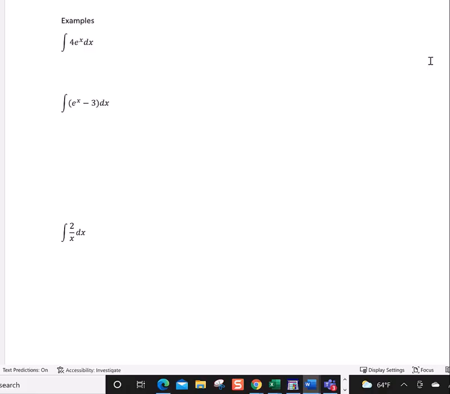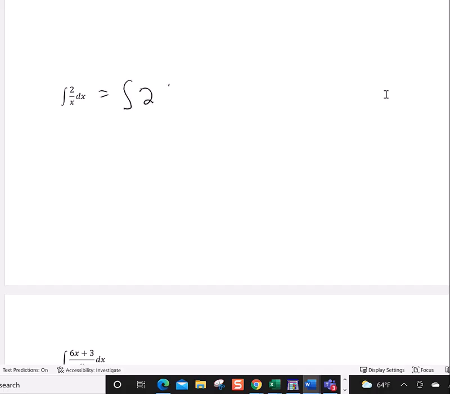Let's start with 4e to the x dx. It will be 4e to the x plus c. Even if I make it bigger, so I have the integral of e to the x minus 3, it will be e to the x. The negative 3 is going to pick up an x, and then I have plus c. So the power rule is still there for things that are not e, but e to the x just stays e to the x.